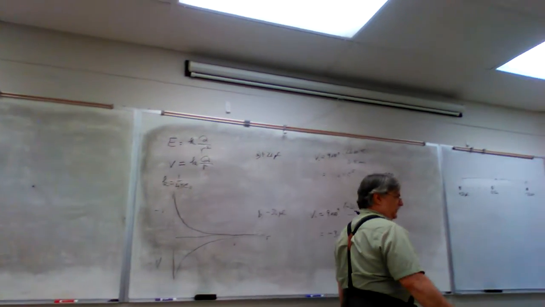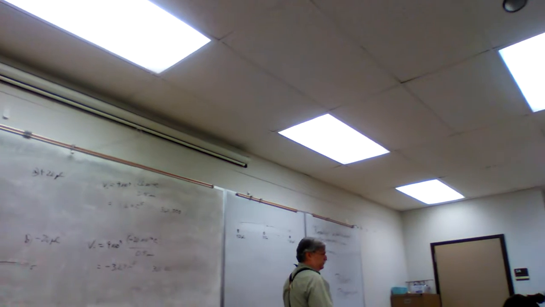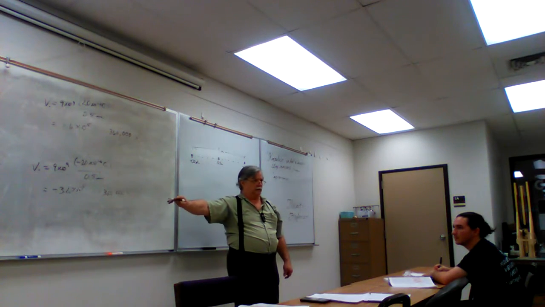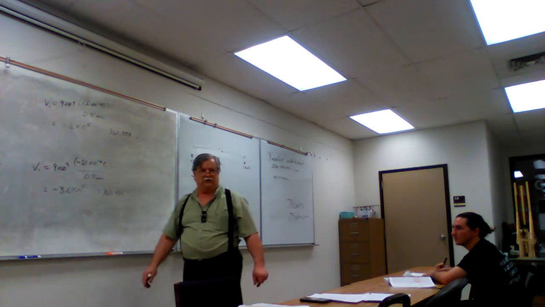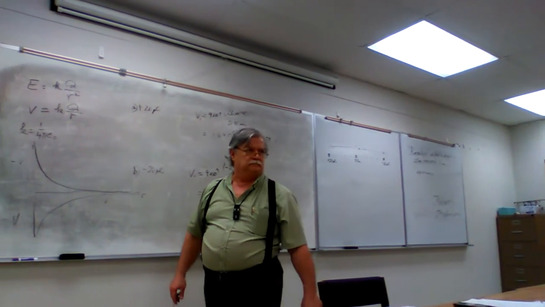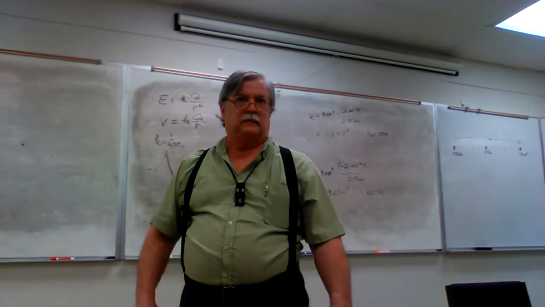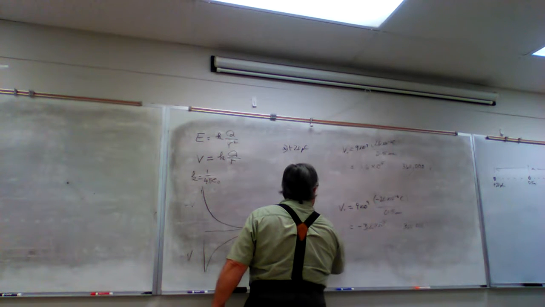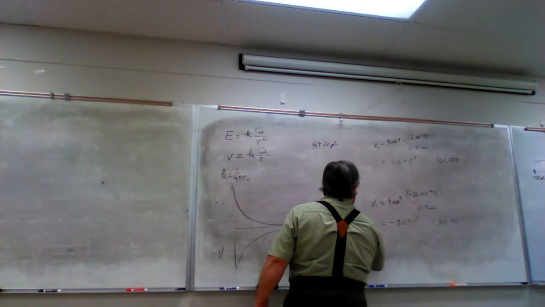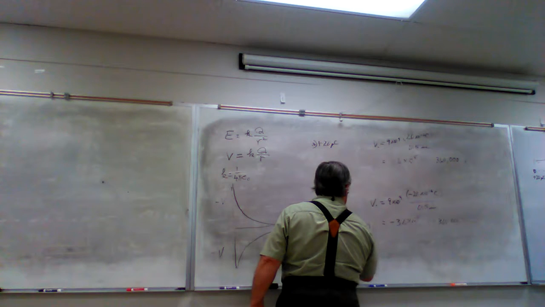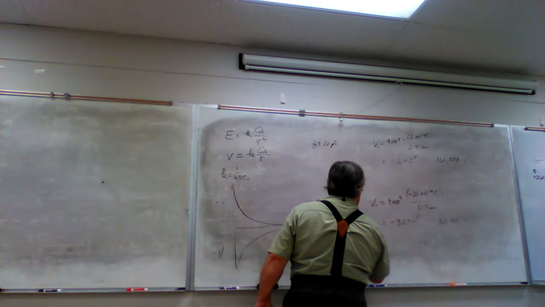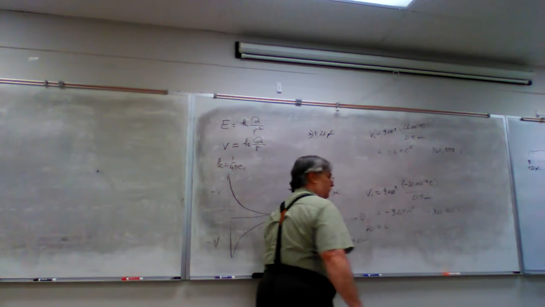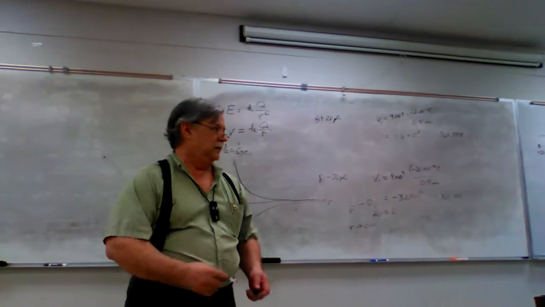Where would you actually get to 0 potential, 0 volts relative? How far away would you have to get to reach 0 volts from that point charge? Would it be the midpoint? You'd have to get to infinity. 1 over R approaches 0 as R approaches infinity. Or, stated differently, 1 over infinity equals 0. That's right.